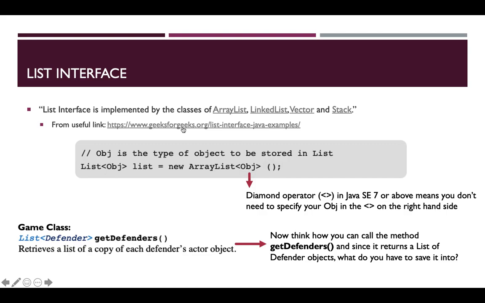I included a link that has useful Java examples for the list interface, and this definition is also from that link. So if you're still confused, you can't click on it here, but I would go to this link and read on it a little. The following screenshot is also from there, and it shows you the notation of how you can create a list in this form.